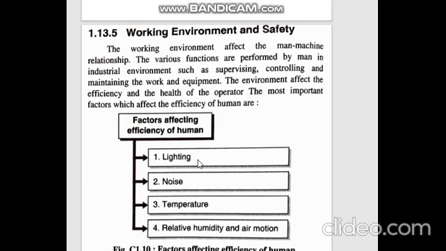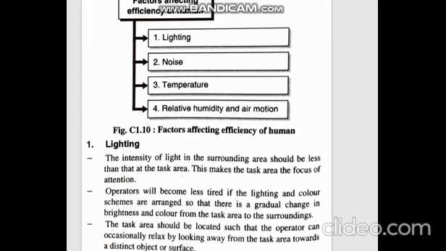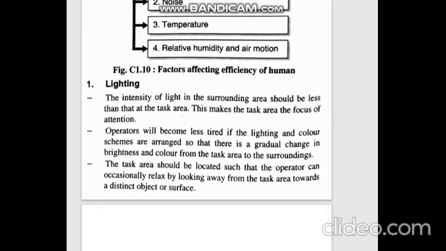You see, one is lighting, then noise, temperature, and humidity. Humidity and air motion. These are the factors affecting. Okay, let us see one by one how lighting affects. So the intensity of light in the surrounding area should be less than at the task area.